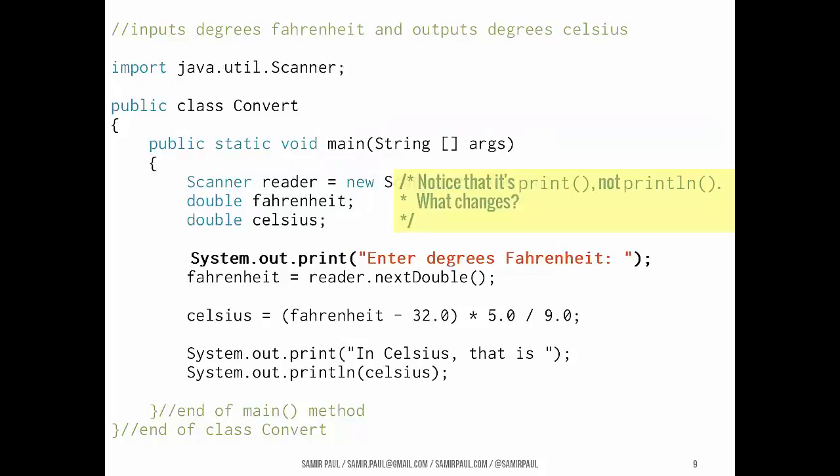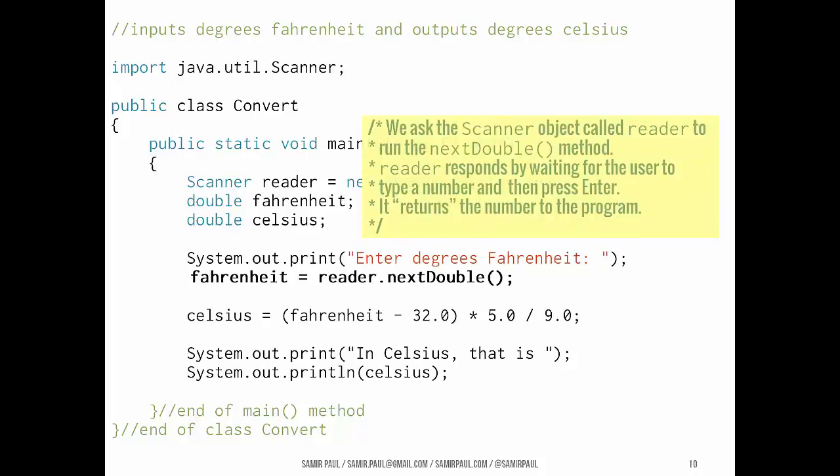Here we're printing a message to the reader, enter degrees Fahrenheit. Notice we use print, not println. What do you think would change if we used println? I think you know.